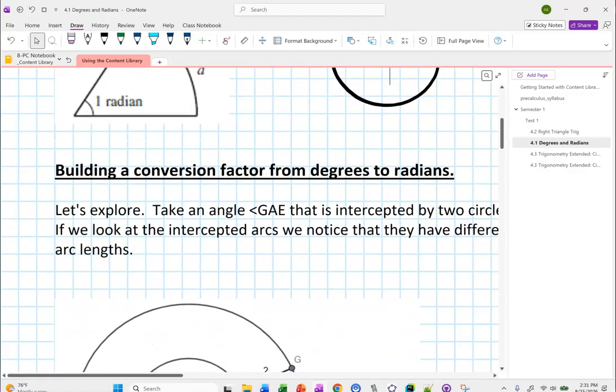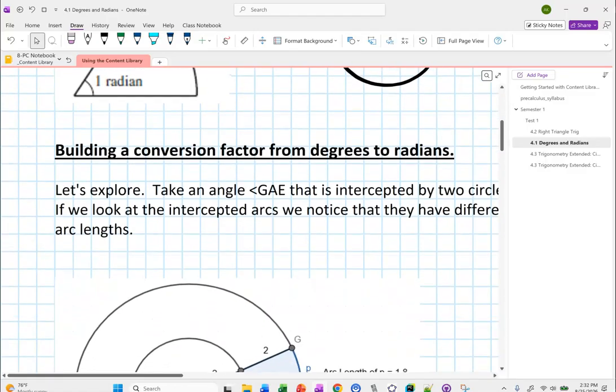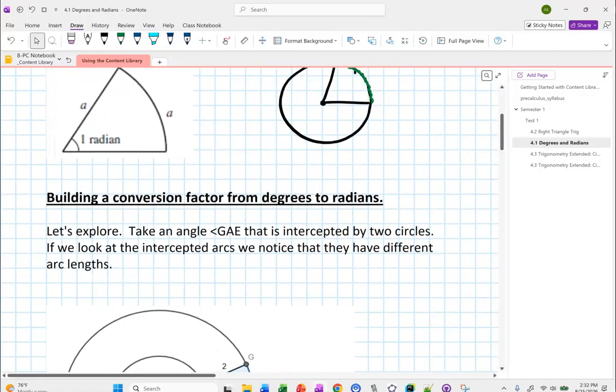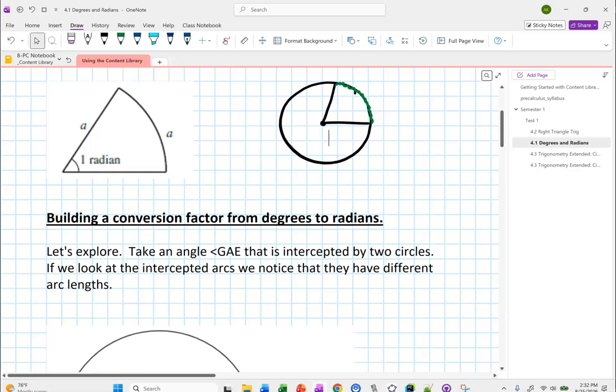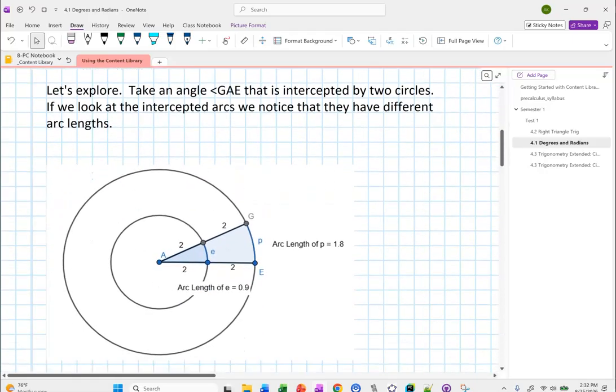So what I want to do now is build a conversion factor to go from radians to degrees. I'm going to start by trying to figure out a relationship between this angle measured in radians, the radius, and that piece of the circumference, that arc. So I'm going to build 2 concentric circles. Concentric means they share the same center. I have the little circle that's centered at A, and the big circle also centered at A.